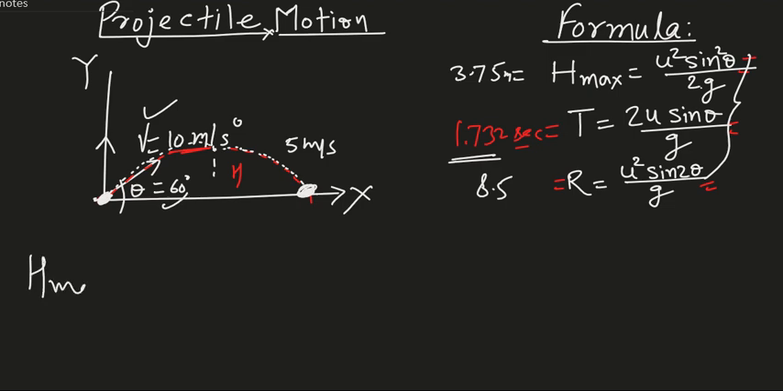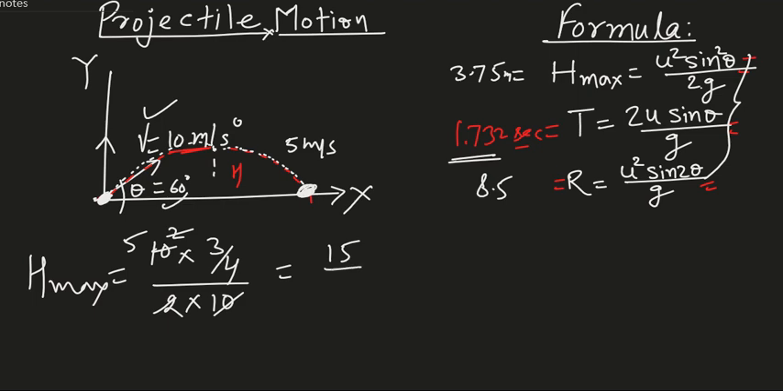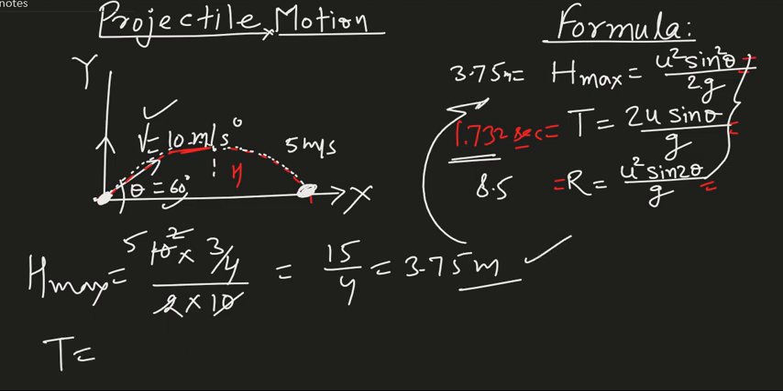So Hmax equal to u square sin square theta divided by 2g. What is u? u is equal to 10, so 10 square into sin theta. Sin theta is root 3 by 2, square will be 3 by 4. This is 2 and g is 10. So 10 divided by 2 is 5, so this is 15 by 4, which is nothing but 3.75 meter. See? So this is verified.